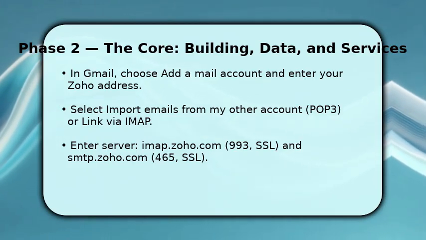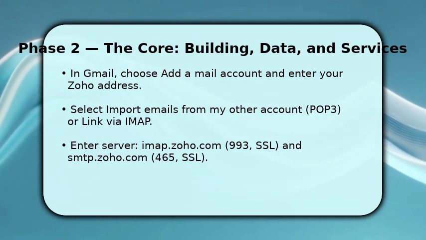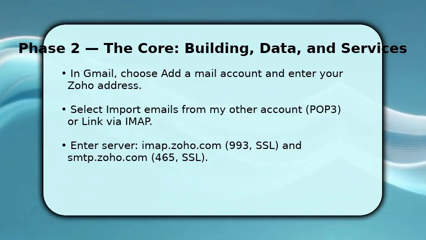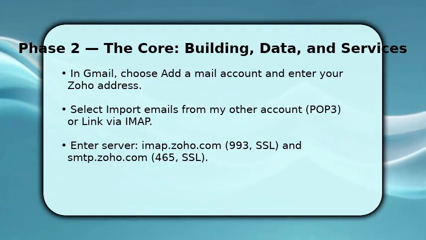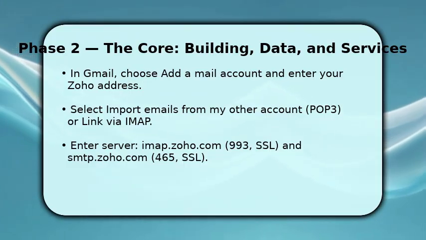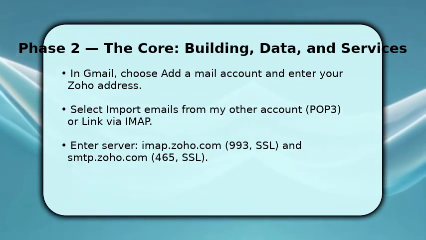Set incoming server to imap.zoho.com with port 993 and SSL, and outgoing to smtp.zoho.com with port 465 and SSL. Make sure the username is the full email. Once Gmail verifies the connection, select the Label and Archive option.